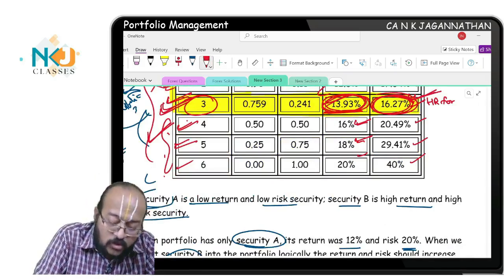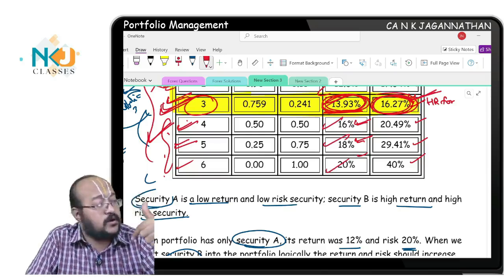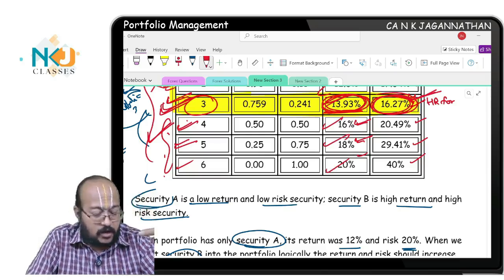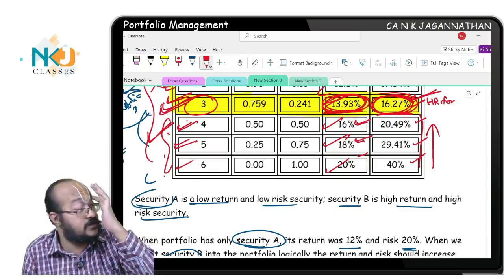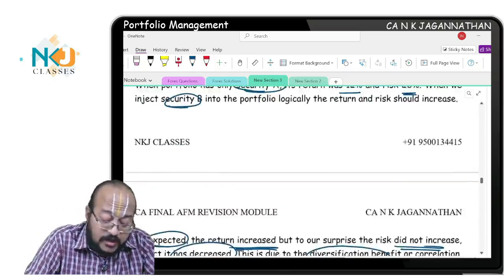Okay, yes, even though you can earn 16, 18, 20% return, you cannot do it by taking just 16.49. The risk is also increasing. The risk will also increase. Are you listening? These are all the discussion.